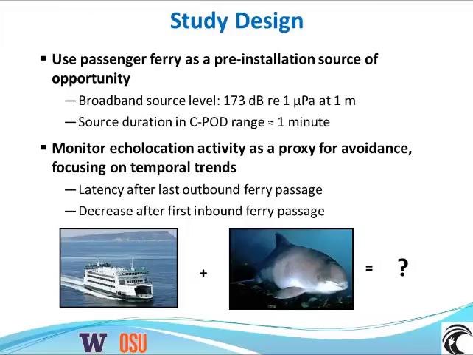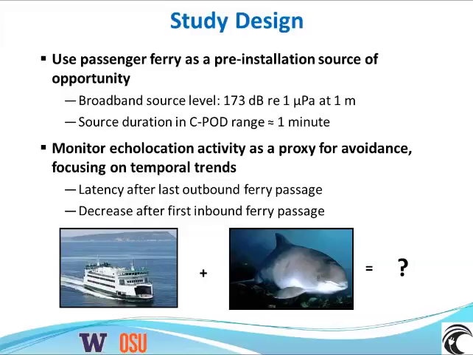So harkening back to Gareth's talk, we decided to take a step back and ask the question of, well, what effect are the existing passenger ferries having on the harbor porpoise population at this site, using the passenger ferry as a pre-installation source of opportunity to basically prototype a post-installation study of a tidal turbine. In this case, the passenger ferry has a broadband source level of about 173 dB. That's actually quite loud in comparison to even the 99th percentile operating case for the pair of turbines. And the source is present in the effective receiving proximity of the CPOD for about a minute. So the idea here is to monitor echolocation activity as a proxy for potential avoidance behavior, focusing on temporal trends.